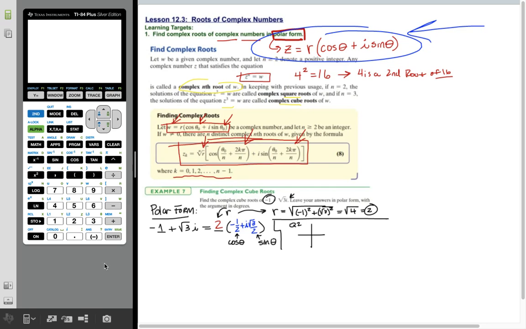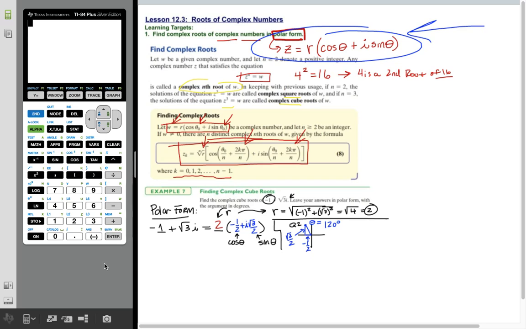Cosine is to the left, sine is going to be up, so we're going to say that's -1/2, and that's the square root of 3/2. Therefore, theta, our angle measure, is going to have to be 30 degrees past 90. So we're going to go ahead and use 120 degrees.